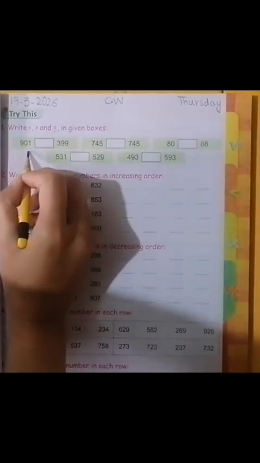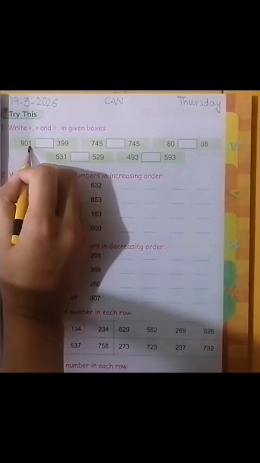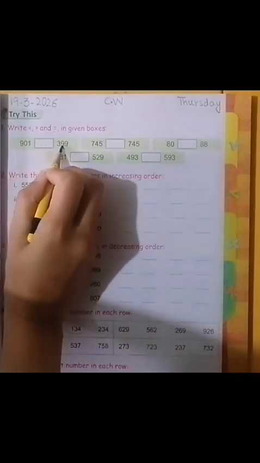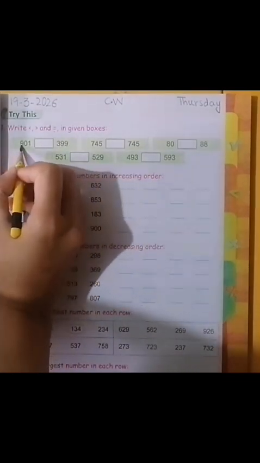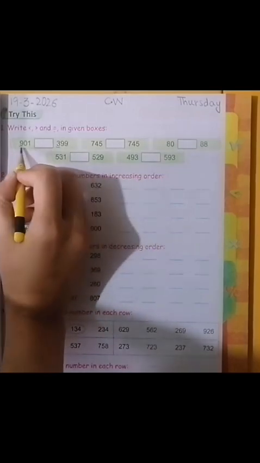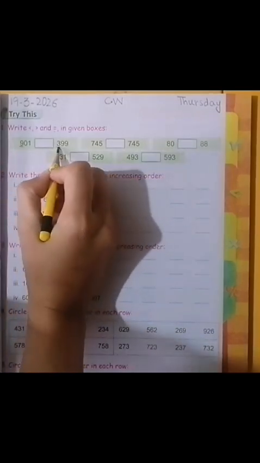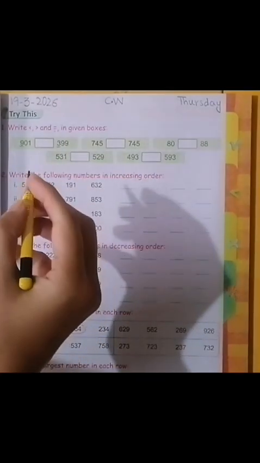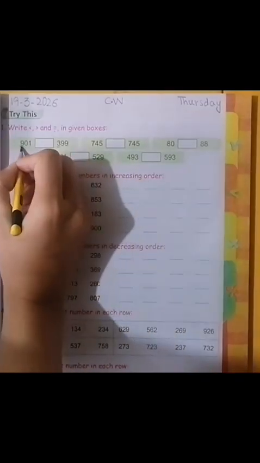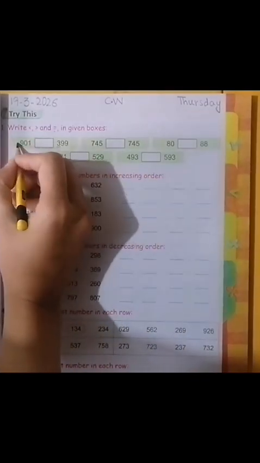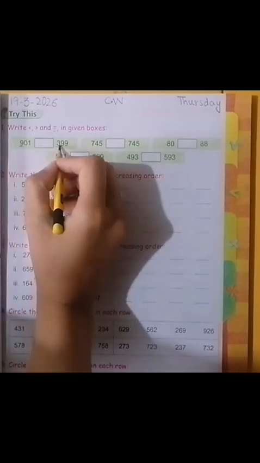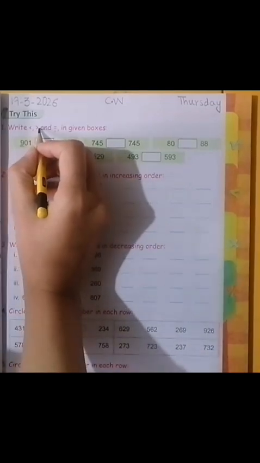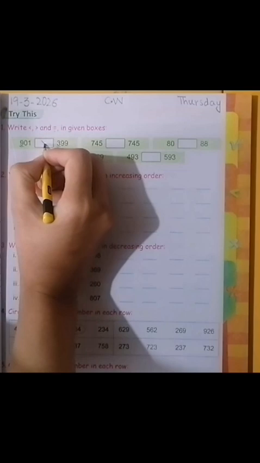Now look at the first example. Here is a number 901 and the number on the other side is 399. Now compare these both numbers. First of all, we start to compare from the very first digit. The first digit of this number is 9 and the first digit of this number is 3. Can you tell me if 9 is greater or 3 is greater? Yes, 9 is greater than 3. So this whole number 901 is greater than the number 399. So we will put here the symbol of larger than, this one is the sign which we will use here, like this.